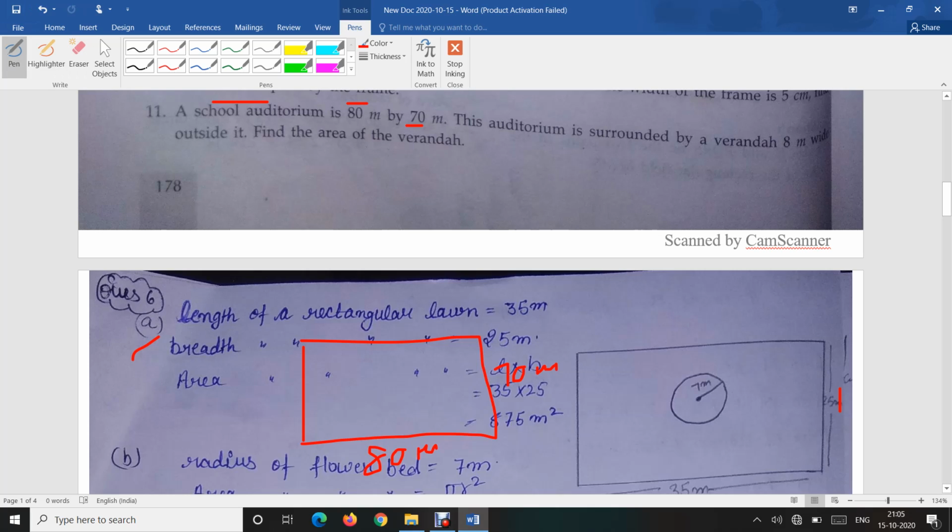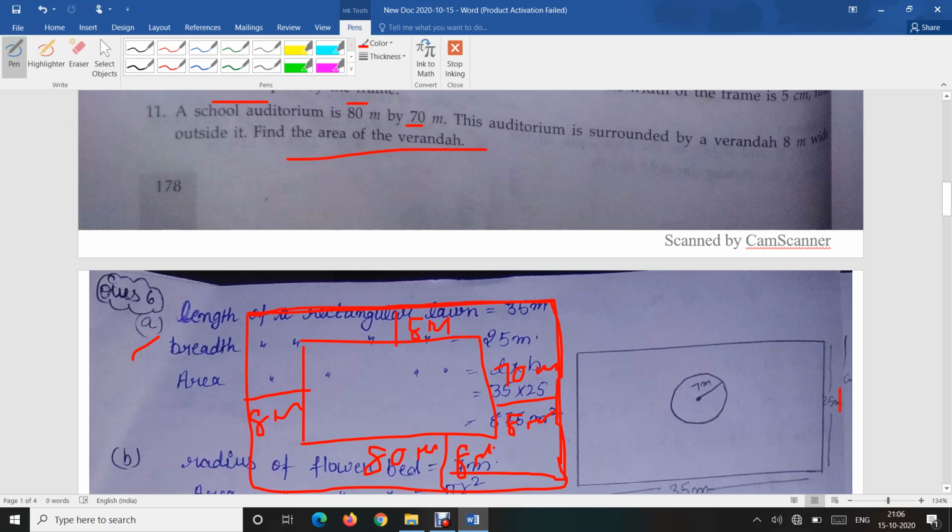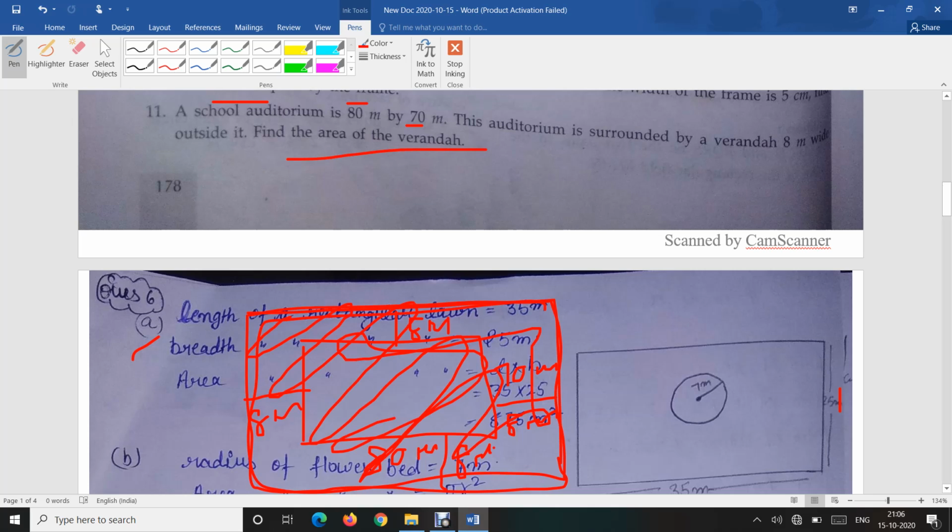This auditorium is surrounded by a veranda at the outer side, 8 meter wide. That means this is 8 meter, also this will be 8 meter, also this will be 8 meter, and also this will be 8 meter outside it. Find the area of the veranda. You have to find out the area of this portion. So let's see the solution for this question also.